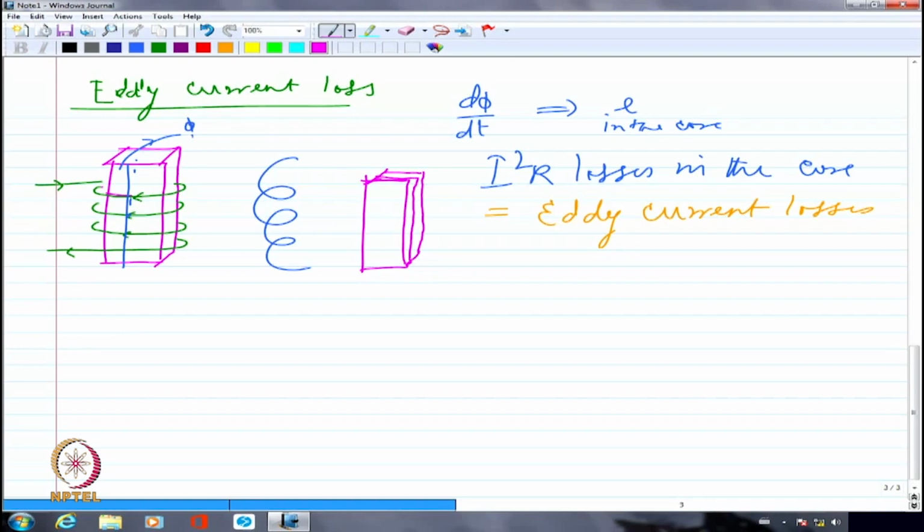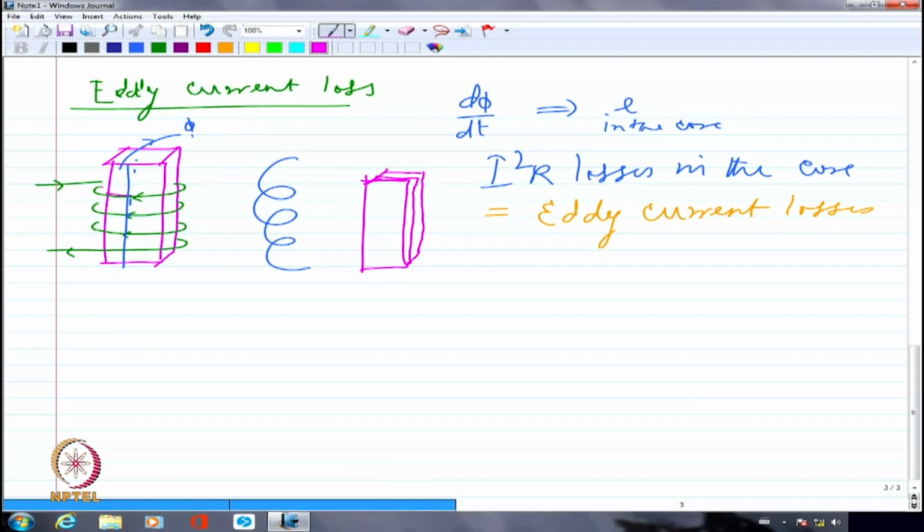So if I actually look at the induction of EMF here, because the plane of the flux line is along the plane of this paper or the surface, the current would be perpendicular to that. So it will be going into the paper or it will be coming out of the paper. That is how it is going to be.